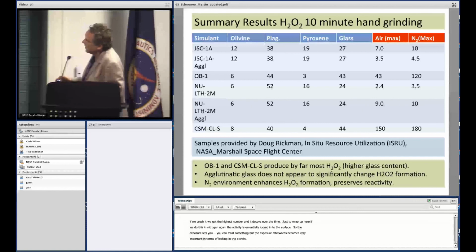Now, we've done a whole host of these simulants, and I'll just point out that those that have the highest glass content seem to be the most reactive. I've showed you data for this particular simulant here, which has 44% glass. Another one that produces a significant amount of hydrogen peroxide is this OB1. It's got about 43% glass. And in all cases, we see higher numbers if we do this under nitrogen than under air.